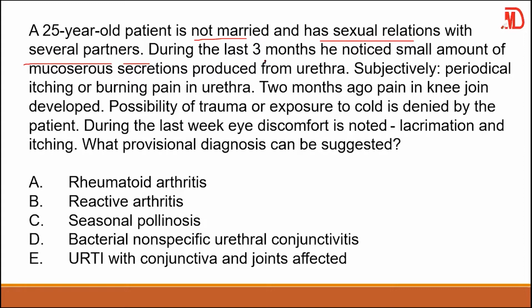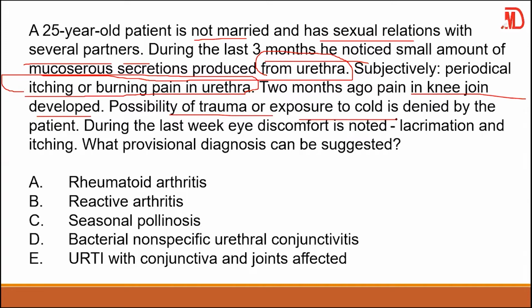A 25-year-old patient is not married and has sexual relations with several partners. During the last 3 months, he noticed a small amount of mucoserous secretions produced from the urethra. Subjectively, periodical itching or burning pain in the urethra. Subjectively, that's what the person is telling you. 2 months ago, pain in the knee joint developed. Possibility of trauma and exposure to cold is denied. Now, exposure to cold, you could be thinking of what? This is Dami's favorite question. Pyelonephritis, isn't it? But they say it has been denied.